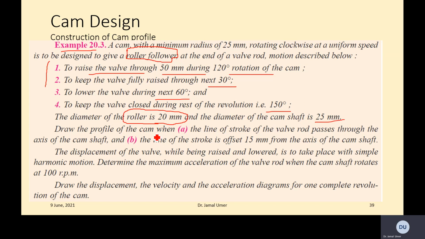So you need to work out two different cases again. One, when the line of stroke of the valve rod passes through the axis of the camshaft, as we have done before, and the other with an offset of 15 millimeters. This we have also done. The only difference here would be the roller follower. You also have to work out the maximum acceleration and velocity when you have 100 rpm, with simple harmonic motion. So the motion is consistent.